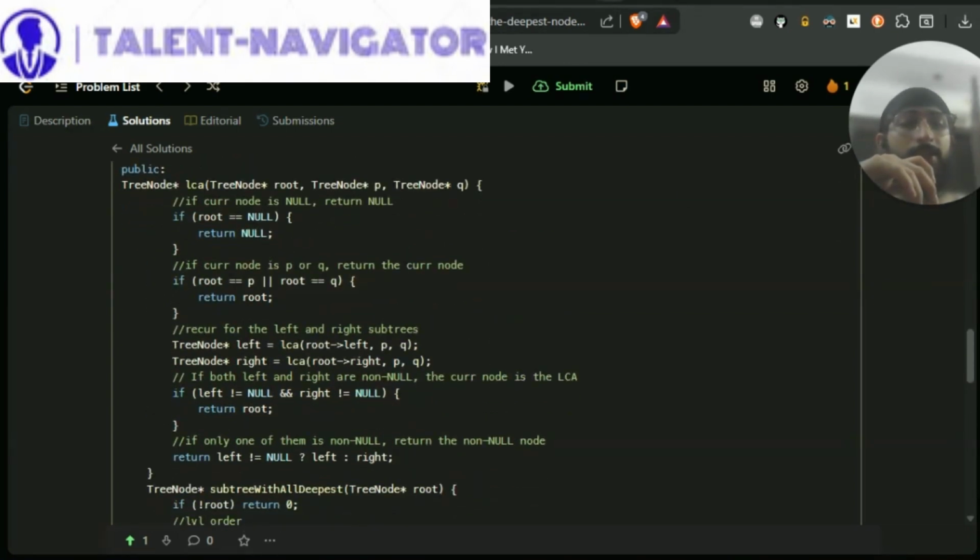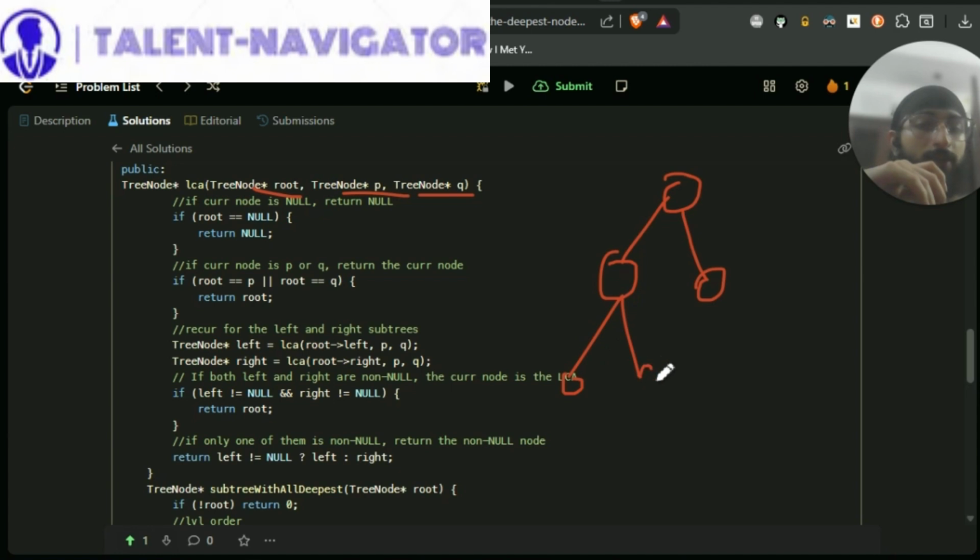So first let me discuss the LCA function. It takes the root and the nodes P and Q for which we are finding the lowest common ancestor. Let me just draw a tree for example to show you how it's working. Let us say this is the graph that has been given to us, and let us say this is the node P and this is the node Q.